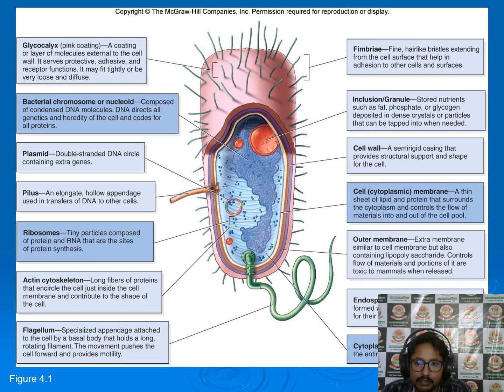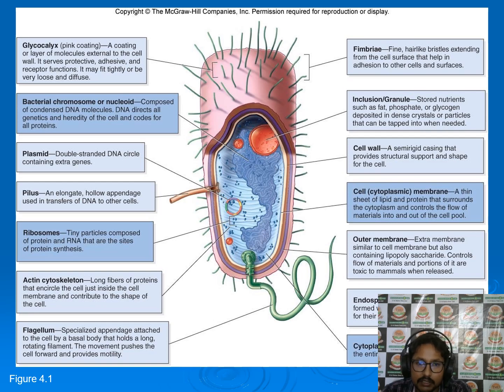component of the bacterial cell. You see the first one, glycocalyx, which is a coating or layer of molecules external to the cell wall. Glycocalyx is of two types, as I already said, slime layer or capsule. In some bacteria, glycocalyx is loosely arranged, which is called a slime layer, and it is made up of polysaccharides, and is very compact in capsule forming bacteria.